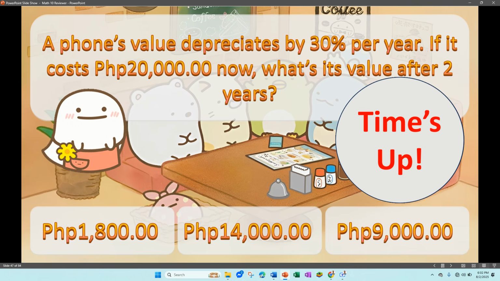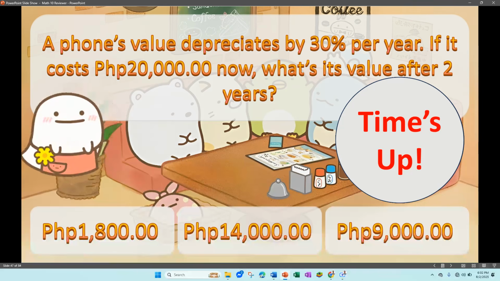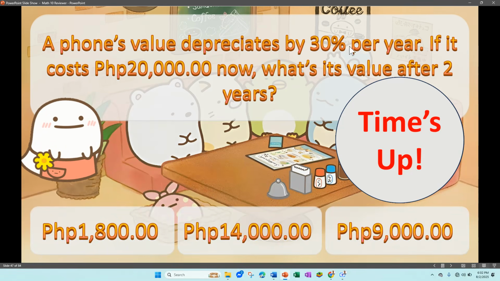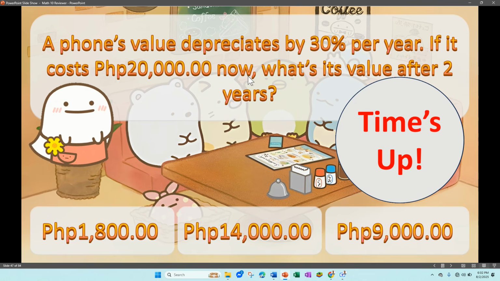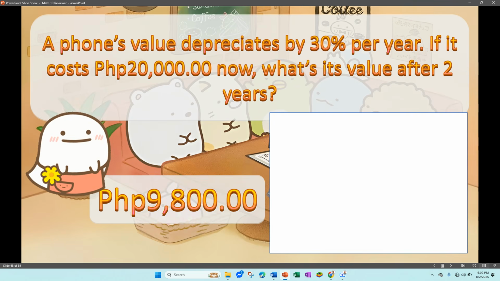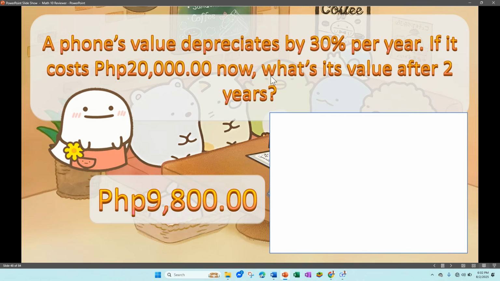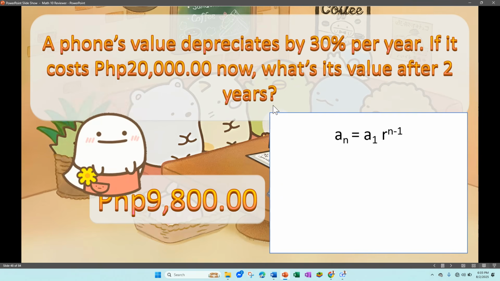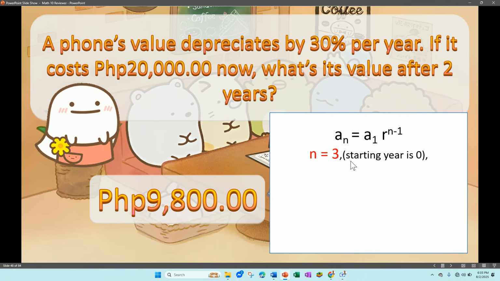Time is up. So this is all about geometric progression because of the word, because of 30% per year. So, alamin muna natin dito. So, the correct answer is 9,800. Paano po nakuha yung 9,800? So, let's analyze the given muna. So, n po natin is 3.